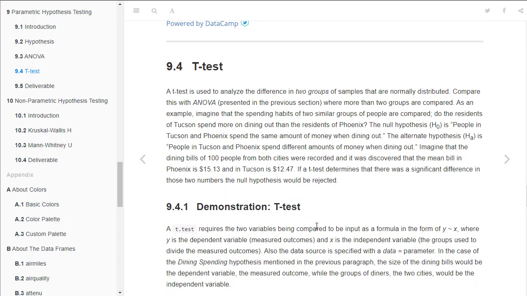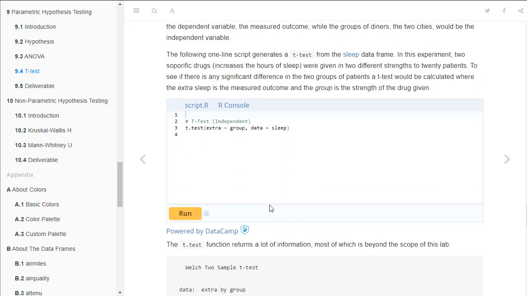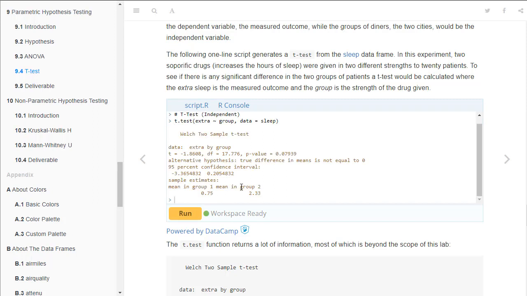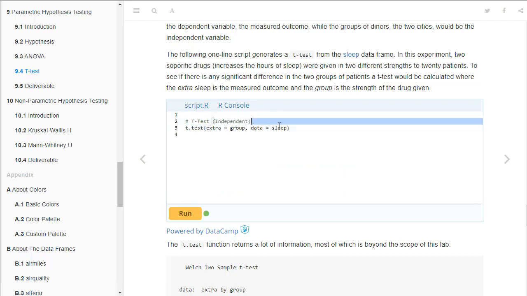A similar test that's often used for parametric data is what's called a t-test. A t-test is used whenever there are only two groups that you are comparing instead of more than two. In the demonstration, you'll notice the t-test formula is almost exactly like the ANOVA formula. And again, we're looking at a p-value here. This p-value is 0.07, which is larger than 0.05, so this is not a significant result.